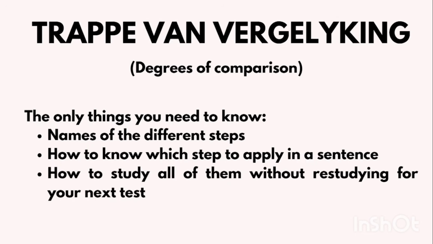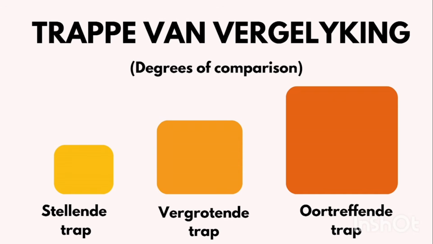Then how to know which step to apply in a sentence. There are some clues that they give you in a sentence, if, let's say, they give you a sentence and ask you to identify which trap it is. And also how to study all of them without restudying for your next test, because I truly believe that it doesn't change. I always say this in every presentation, but that's the nice thing about Afrikaans, it doesn't change. It stays the same throughout. So the only thing you have to do is learn it properly so that you don't have to repeat your learning process.